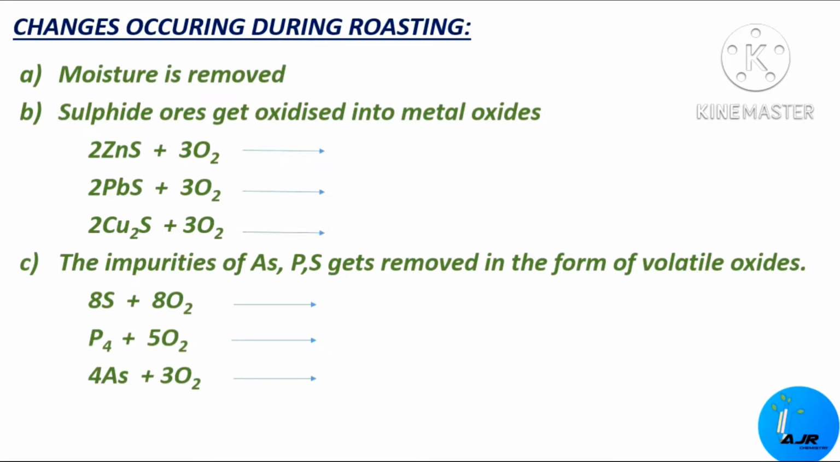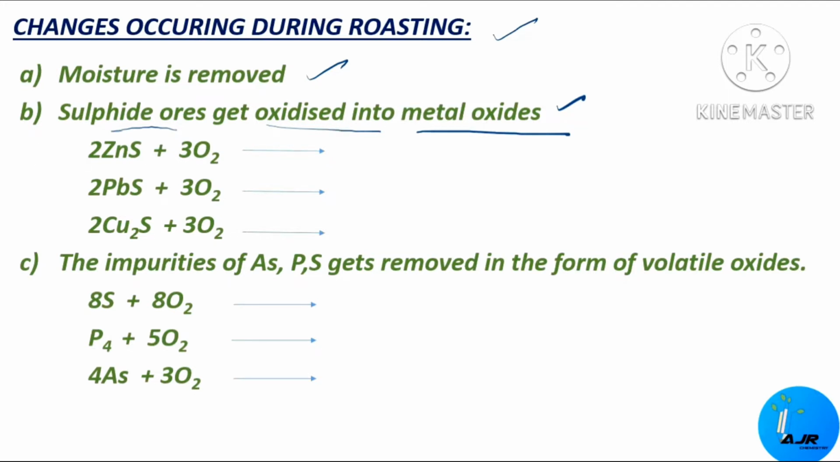So the first one is the moisture. The ore will be having moisture, and the moisture will be removed. The next is that the sulfide ores will be getting oxidized to metal oxides. So what happens during roasting? The ore will be getting converted to metal oxides, that is, the sulfide ores will be getting oxidized to metal oxide.